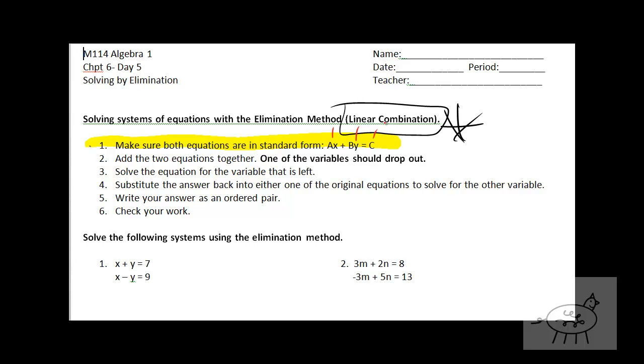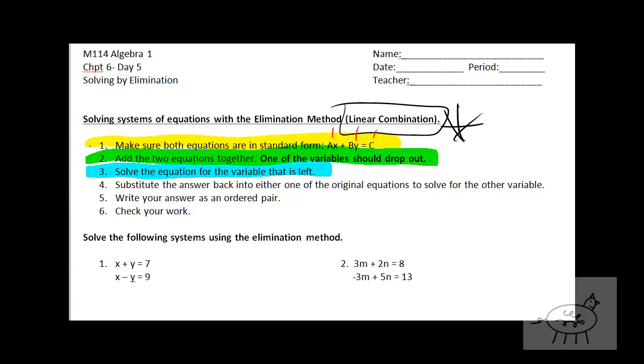Usually what's going to happen is maybe you'll have to add and subtract to move things over, but that is the deal. Okay. The next thing you're going to do is add the two equations together. One of the variables should drop out, should cancel out. Okay, I'll show you that in a little bit, but basically you're just combining the equations where one of the variables cancels. All right.